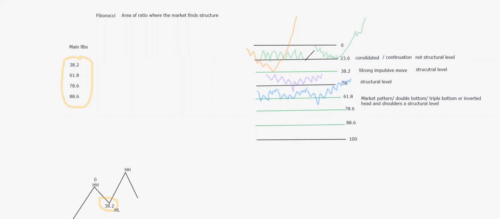When price gets to 88.6, you just see a slow trend to the upside. When price finds support at 88.6, it'll just be a slow trend to the upside. It might come back down. It'll take a while to move up, right? So 88.6, slow trend, structural.